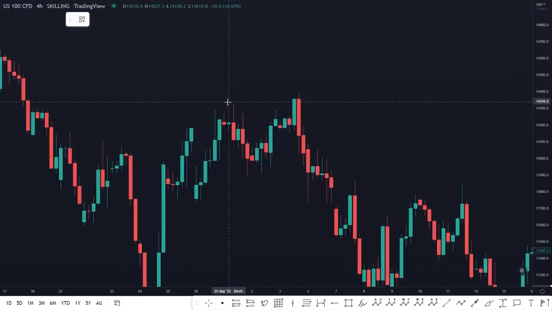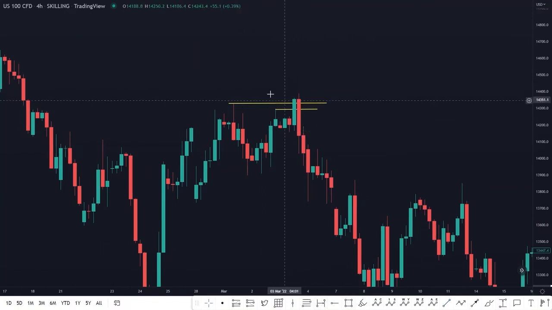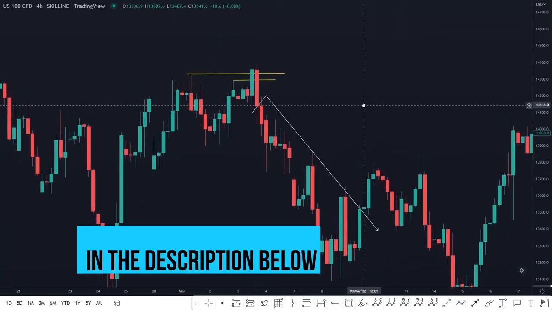Another one is this one here. We can clearly see we have a high, and then we have a high here. The market just tapped these highs and then made a bearish engulfing candle, and then retested it like this and then dropped lower. That's how it should be, guys.